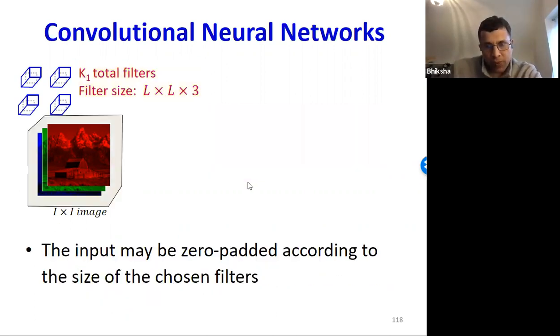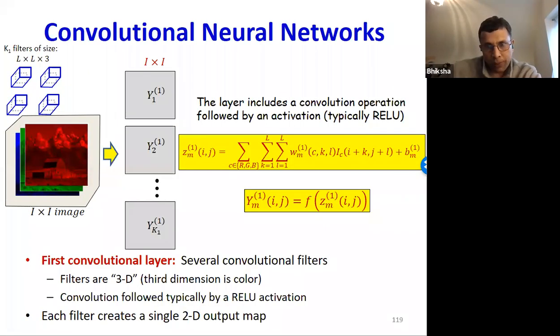Now, of course, if you want to perform the actual convolution, you may zero pad the input according to the size of the filters, just to ensure that the size of the images is retained after convolution. And so each of these filters is going to scan this input, and it's going to produce an output activation map.